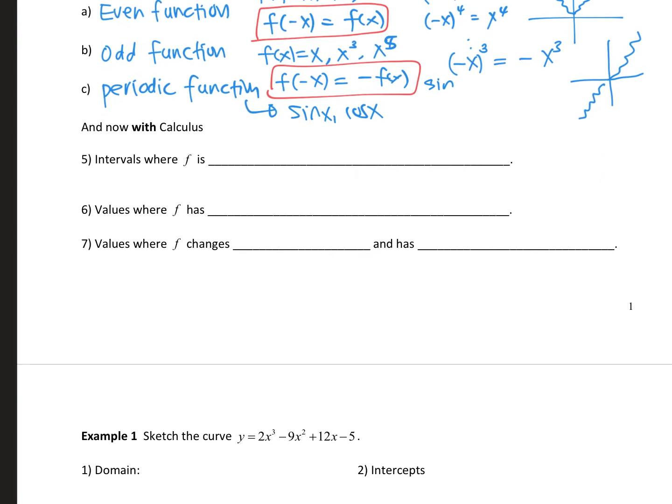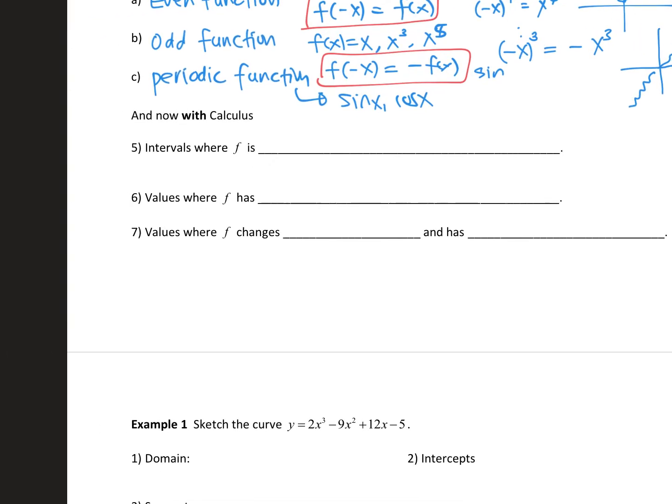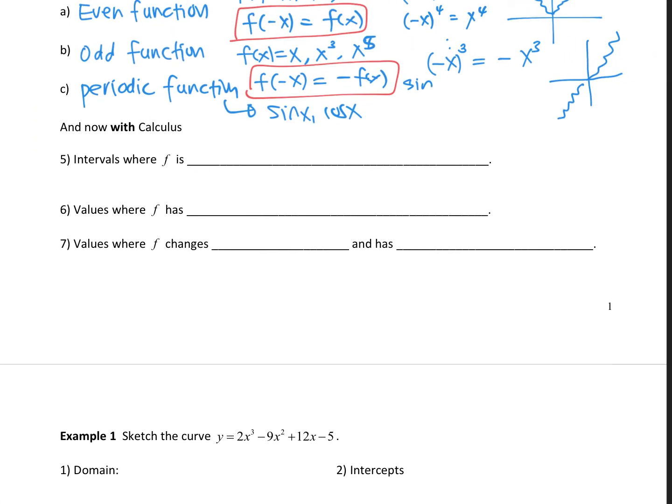What can we do with calculus? First thing we can do is look at the derivative and see when f is increasing or decreasing, right? F prime is greater than or equal to 0 when it's increasing, and f prime is less than or equal to 0 when it's decreasing, right? So we don't allow those.